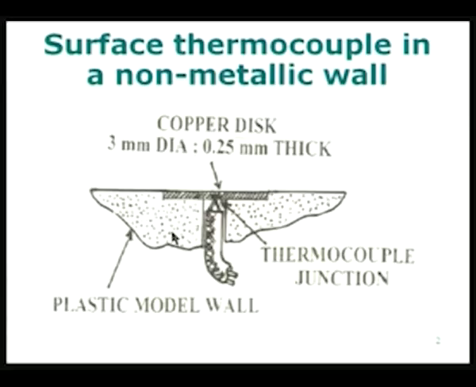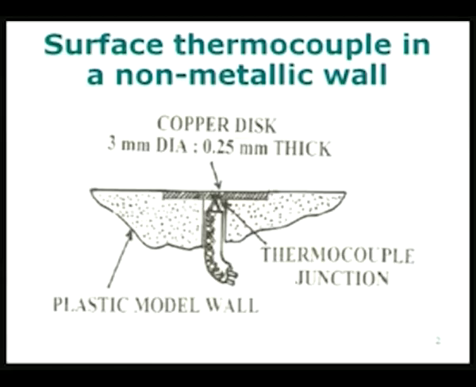The nature of the material is going to play a role. That is why, in order to measure the surface temperature, I have used a copper disc which is embedded on the surface. The copper disc is a very thin copper sheet, 0.25 millimeter thick in this case, and the diameter is roughly 3 millimeter. It is like a button which has been embedded on the surface, flush mounted.